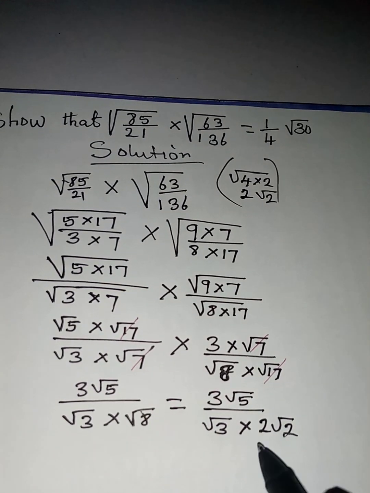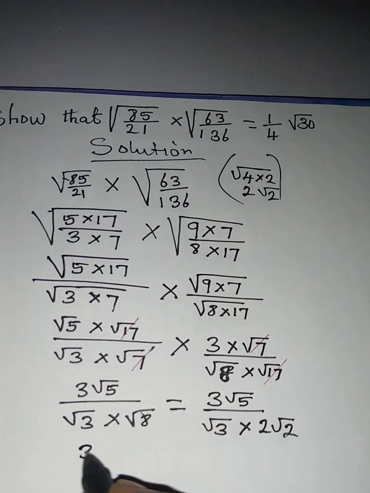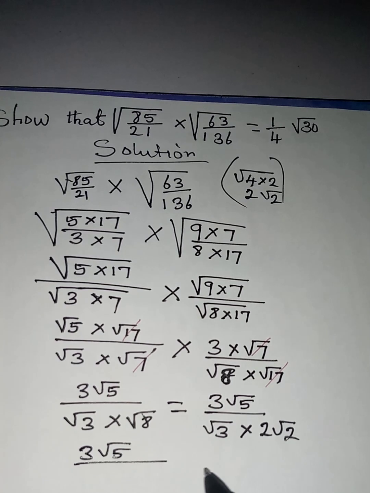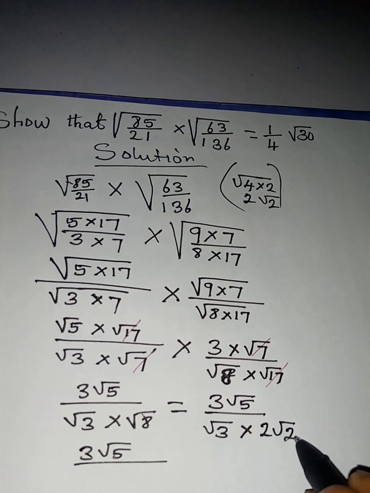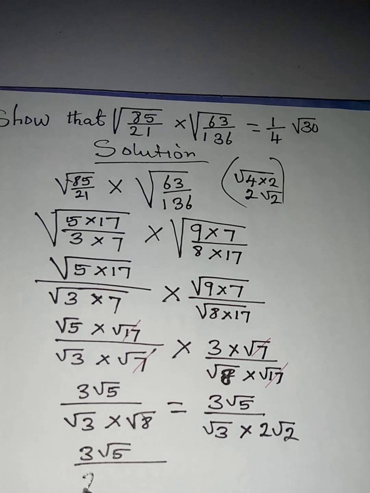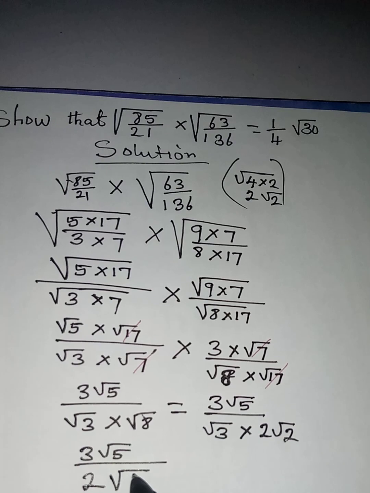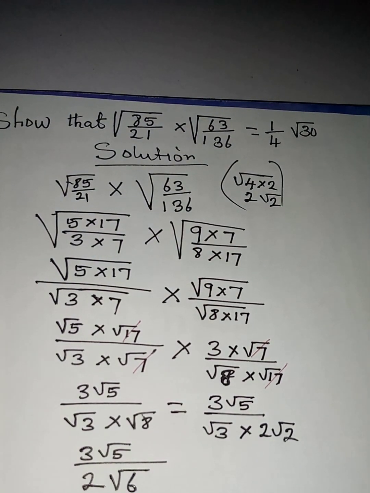Now, from here we can just multiply. 3 root 5 will still appear as the numerator. Then over here we can multiply root 3 by root 2, so we are going to have 2 root 6. This is what we have. And then from here, what we are going to do now is to rationalize.